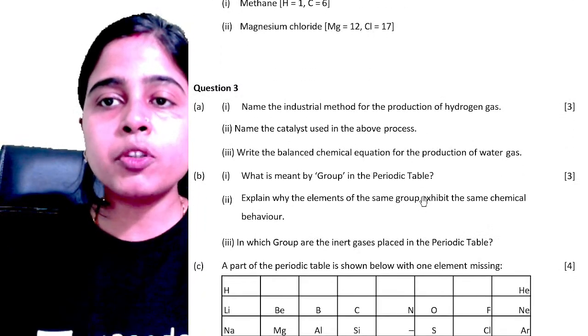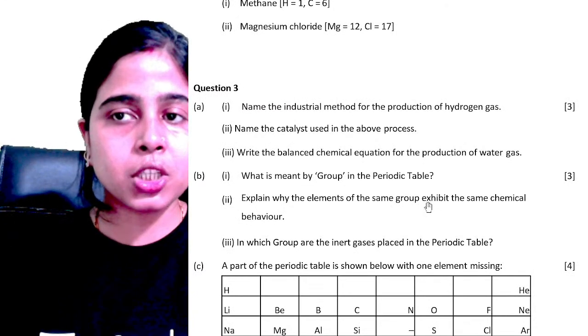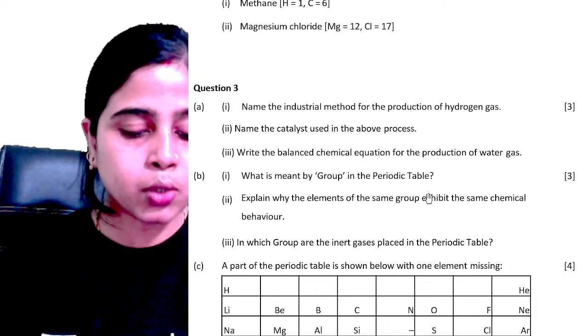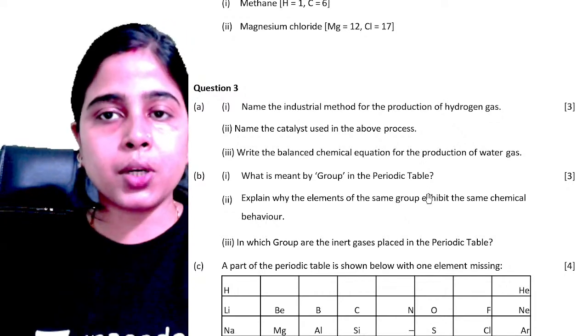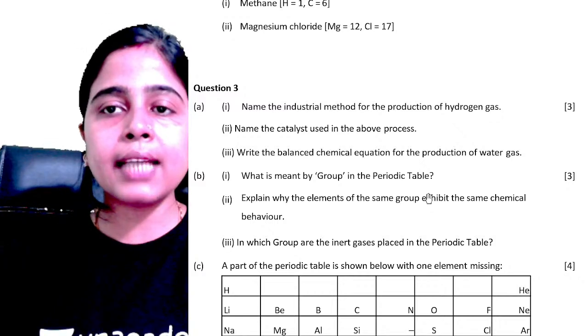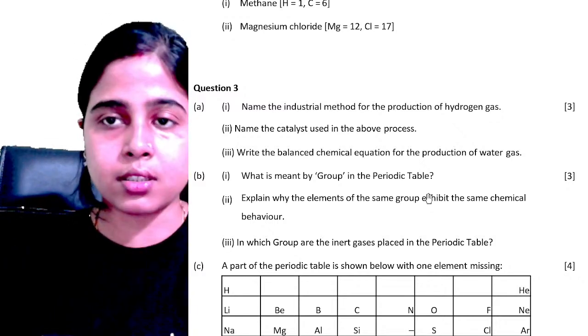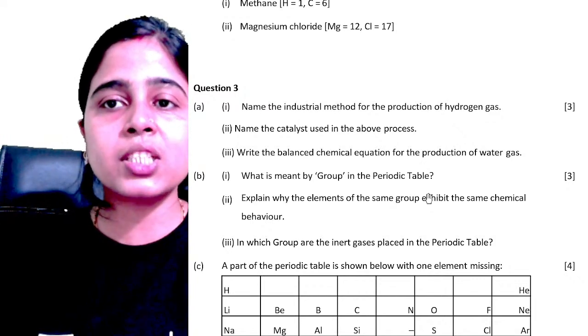Okay. So you have to name the industrial method for production of hydrogen gas, and the correct answer was given by Piyush. Well done. It's Bosch process. Now you have to name the catalyst used in the above process. Which catalyst do we use in this process? In Bosch process, which catalyst is used? Can anyone name it?